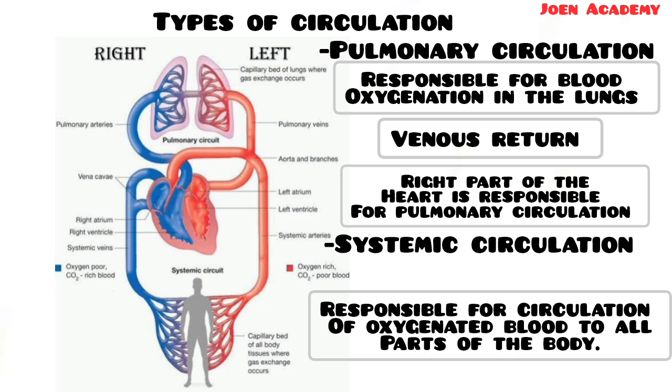The systemic and pulmonary circulation are in series and constitute a closed circuit, so that the cardiac output of each ventricle, that is, the amount of blood pumped by each ventricle per minute, is equal in a healthy person.